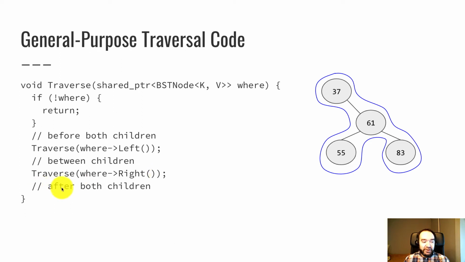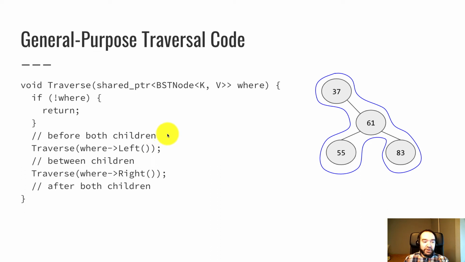And then finally, there's another place where we could put some code if we want to do something after both of the children have been recursively traversed. And this fits pretty naturally into those three kinds of traversals. You might notice there are three spots where we could put code. In principle, we could put code in more than one of them, but for now, we'll just keep it simple.